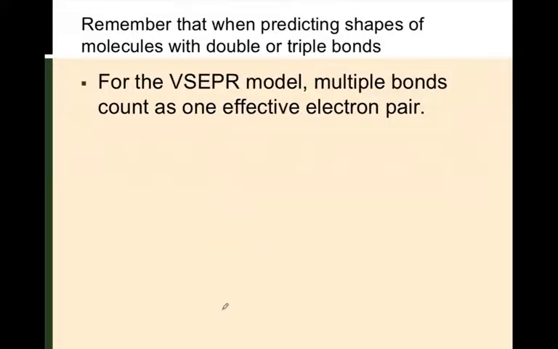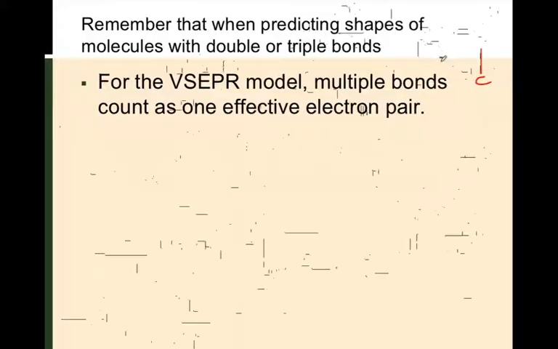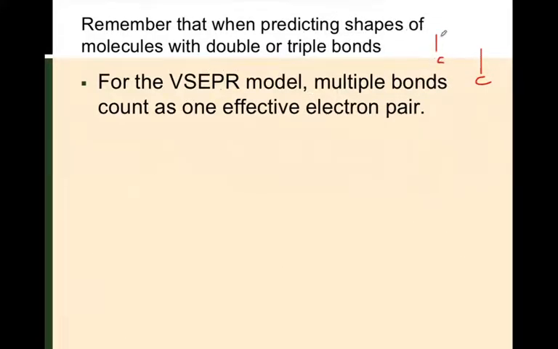So remember that when predicting shapes of molecules with double or triple bonds in the VSEPR model, multiple bonds count as one effective electron pair. So say we have a carbon here with 1 bond, don't worry about the others yet. That's 1 electron domain. If we have a carbon with a double bond, that's still only 1 electron domain. This is still only 1 electron domain, because the electron domain only considers where the electrons are, not really how many there are.